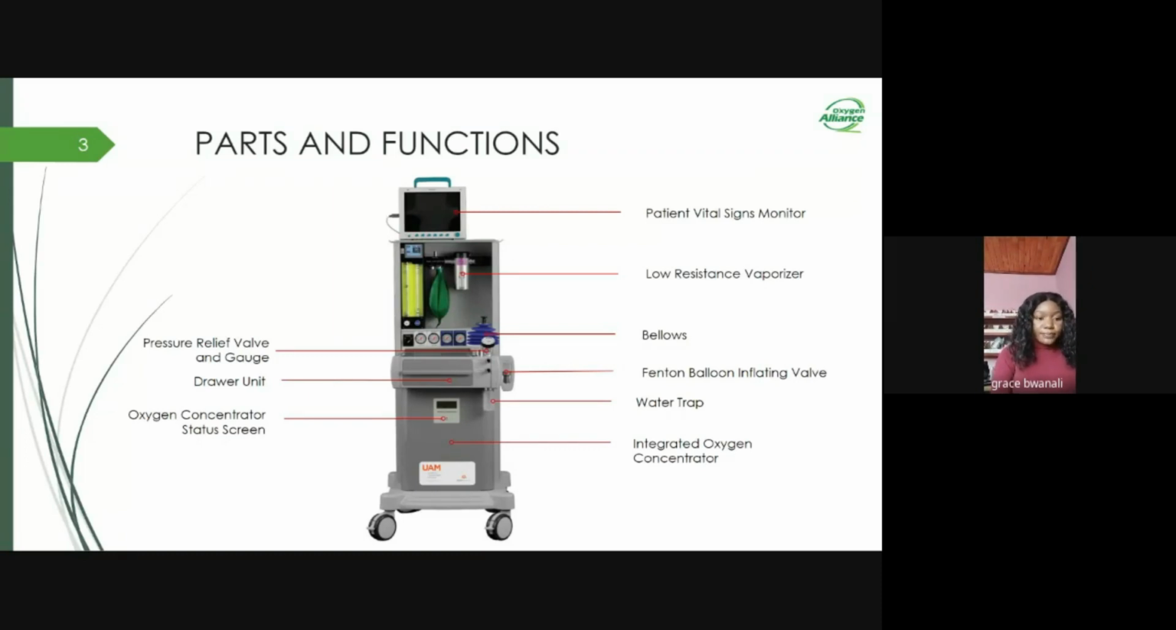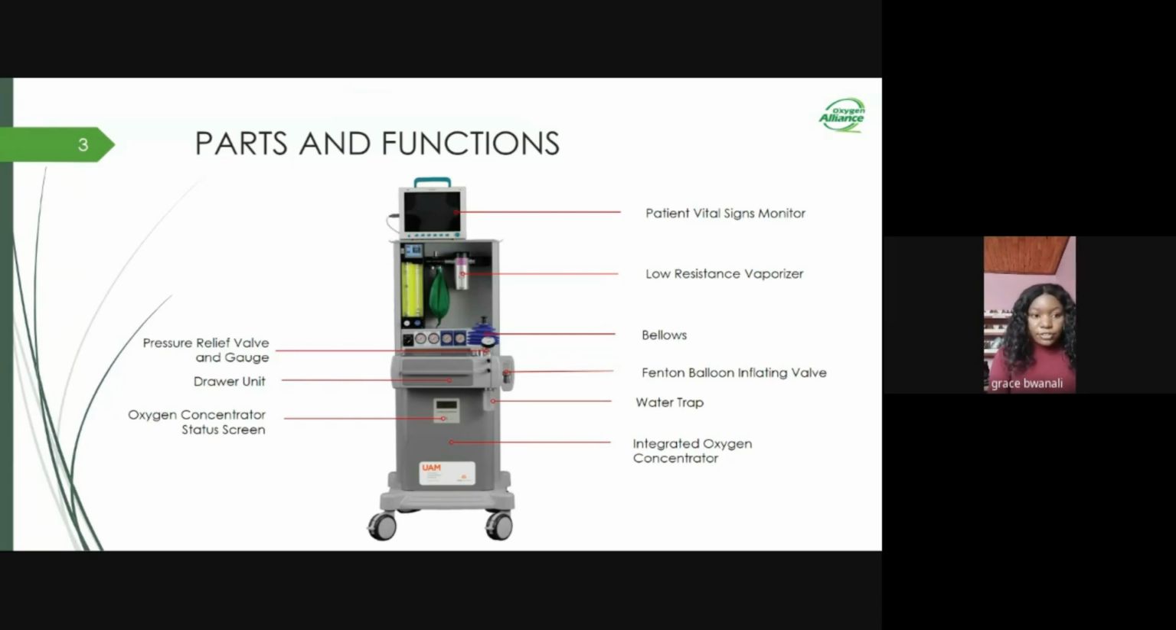And then we have the integrated oxygen concentrator. As I've already explained, it's there for oxygen production. Then we have the pressure relief valve and the gauge. On the other side, as you can see, we are pointing at the gauge and also the pressure relief valve. The pressure relief valve is there to limit the pressures in the back bar to 5 centimeters of water, while the gauge is there to regulate the pressure.